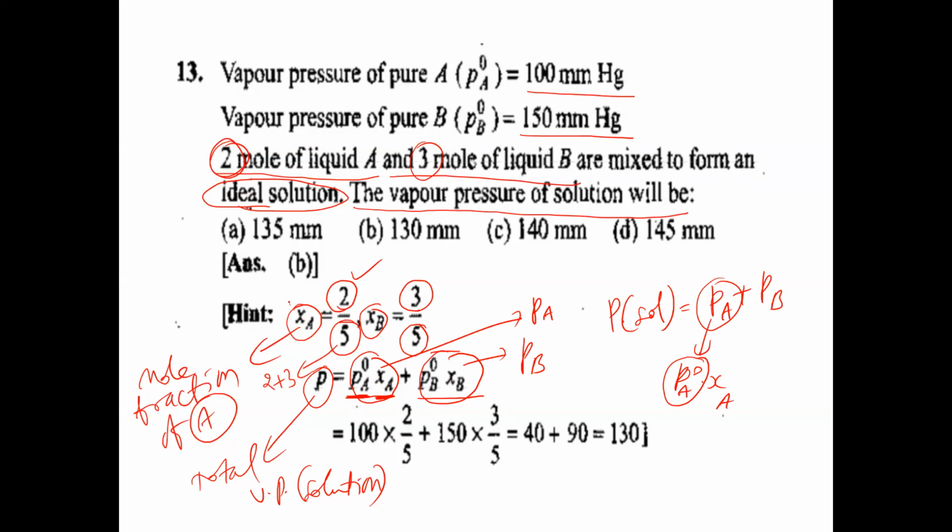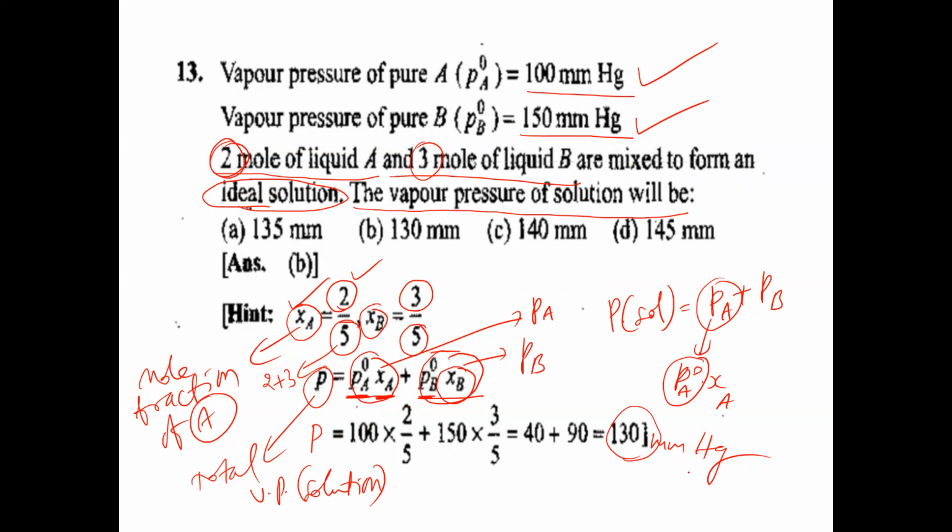XA we have already taken. PA naught is given, 100 millimeter of mercury. And PB naught is given, 150 millimeter of mercury. And XB value we already have, 3 by 5. So we know all the values. By substituting the values we get P total of solution equal to 130 mm of mercury, the total vapor pressure of solution.